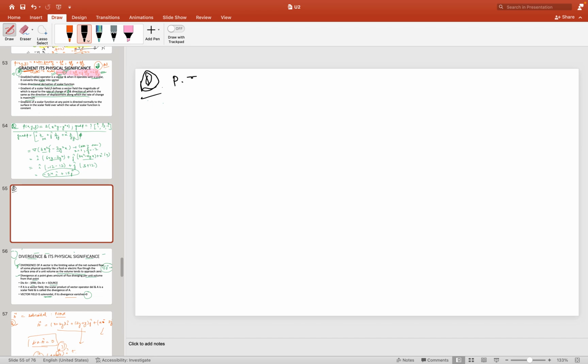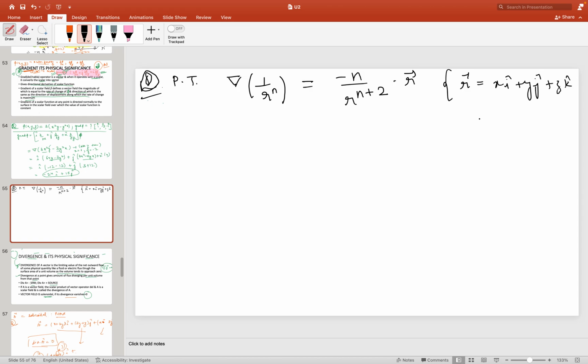So there's a question purely on this subject: prove that gradient of 1 upon r to the power n, r is a position vector, is equal to minus n times r to the power n plus 2 times r vector. In that question, r vector is equal to x i cap plus y j cap plus z k cap, or you can say mod of r is under root x square plus y square plus z square.